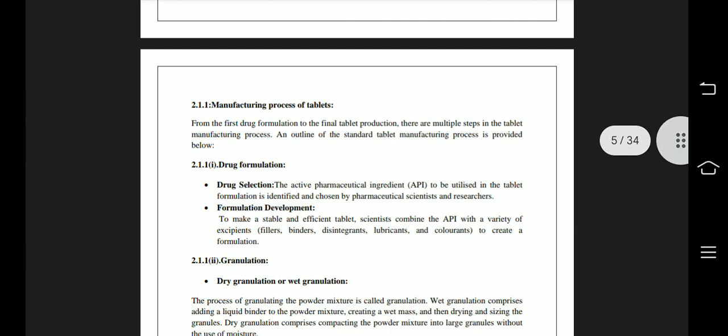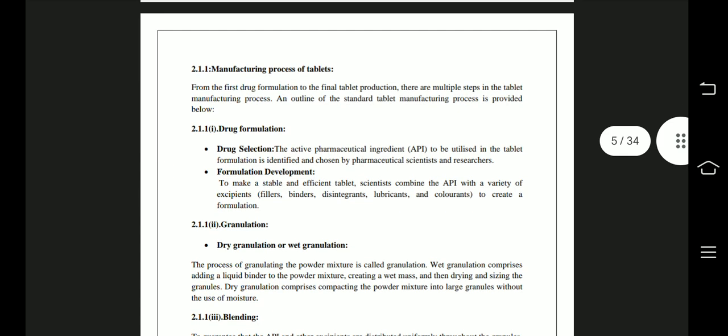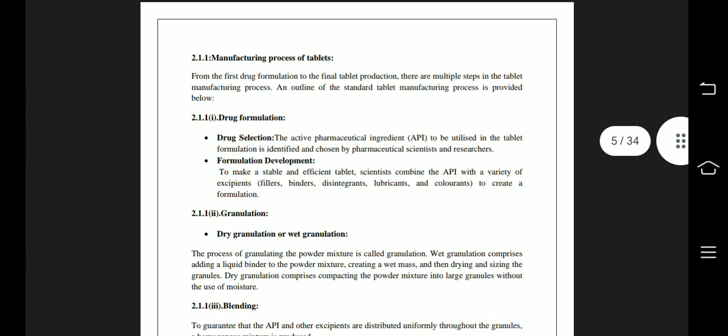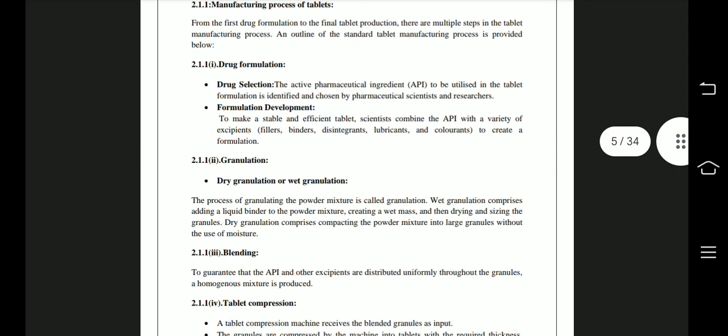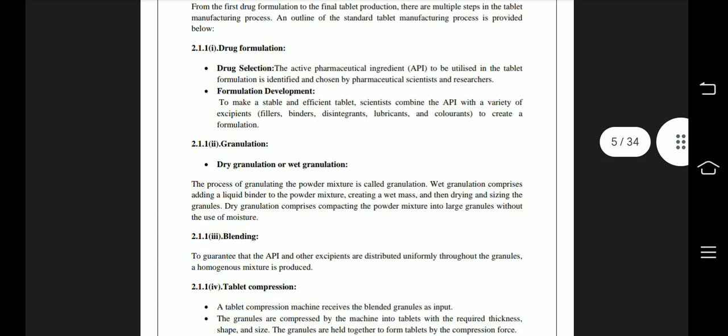Now, I will explain manufacturing process of tablets. From the first drug formulation to the final tablet production, there are multiple steps in the tablet manufacturing process. An outline of the standard tablet manufacturing process is provided below. The first is drug formulation, drug selection and formulation development involved in drug formulation.